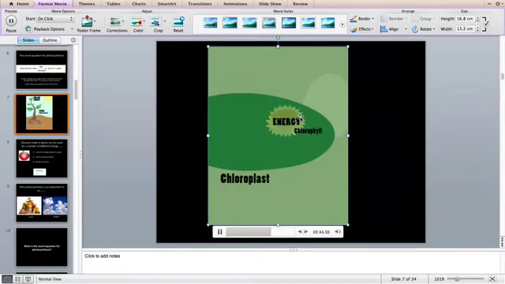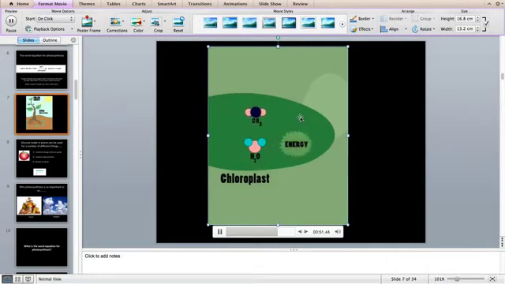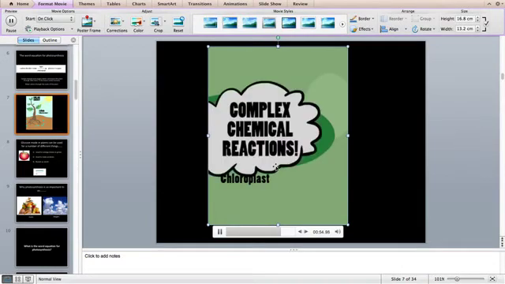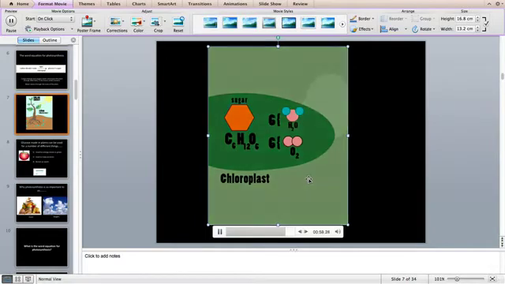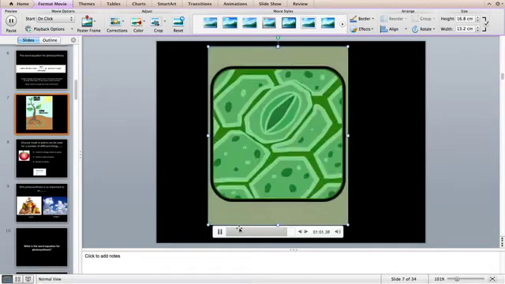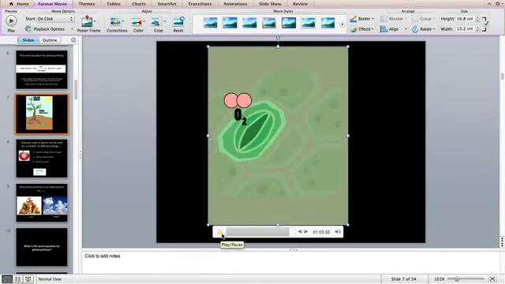It now will cause the carbon dioxide from the air and the water from the roots to combine together, girls, to make glucose and oxygen. And then your oxygen is given out through your stomata there.